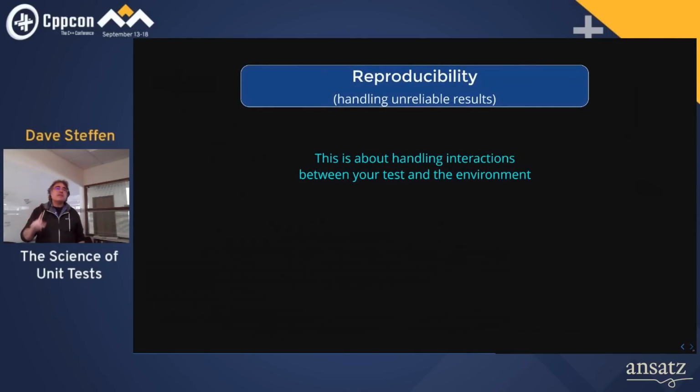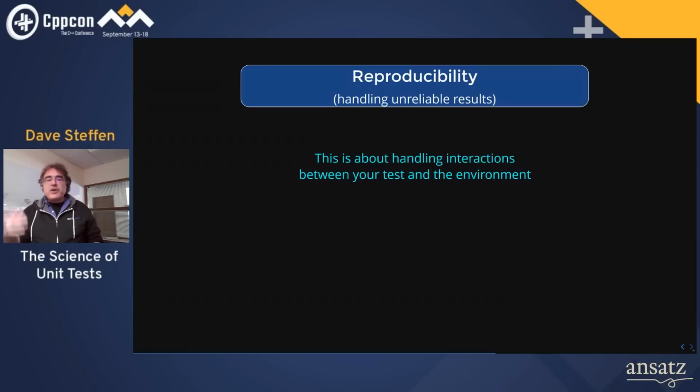Now, this is about handling interactions between your test and the environment, okay? I'm not talking about code that's non-deterministic for good reasons. If your code depends on a random number generator, well, you're going to get different answers every time you run it, okay? So what do you do about that? Well, you seed the random number generator to the same number every time before you run your unit tests. Or maybe you have to mock your random number generator so that it's deterministic and you don't have this problem. But sometimes you can't get rid of it. Like, what if your code is a random number generator? Or what if it's a driver for some piece of hardware that's an entropy source to generate true random numbers, right?